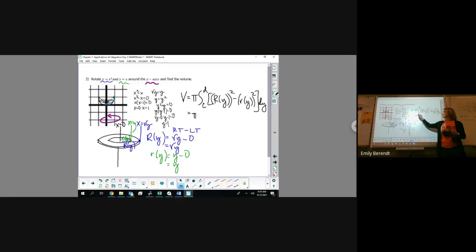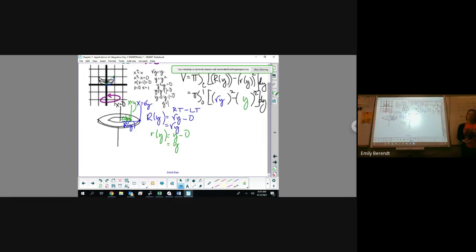Our y bounds are 0 to 1. Big R of y was square root of y. Little r of y was just y. Don't forget the dy at the end. Don't want to lose that half point. Square root and square cancel again. So we clean up to get the integral from 0 to 1 of y minus y squared dy.